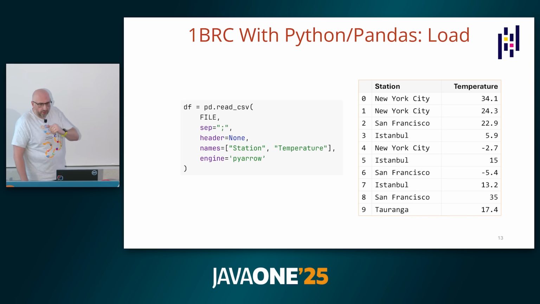Now, group by and aggregation. So we want results to be sorted by the name of the station so that they come out in a consistent way. In Pandas, there are two ways to do group by. One will do group by and sorting, and the other will do group by without sorting, and then you have to do sorting separately.